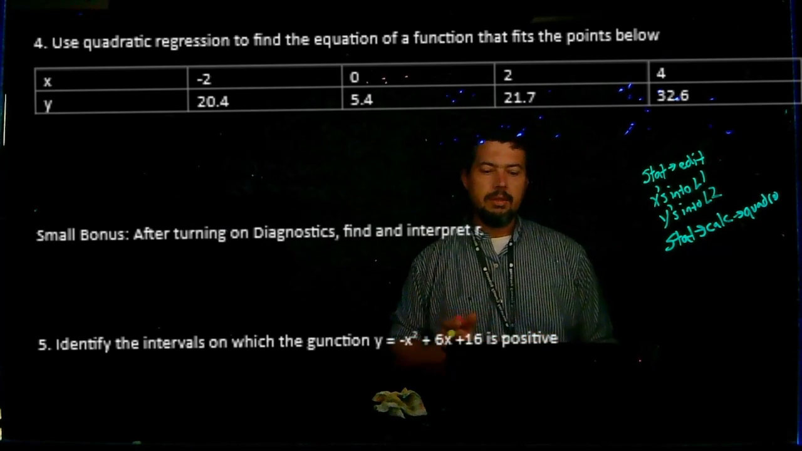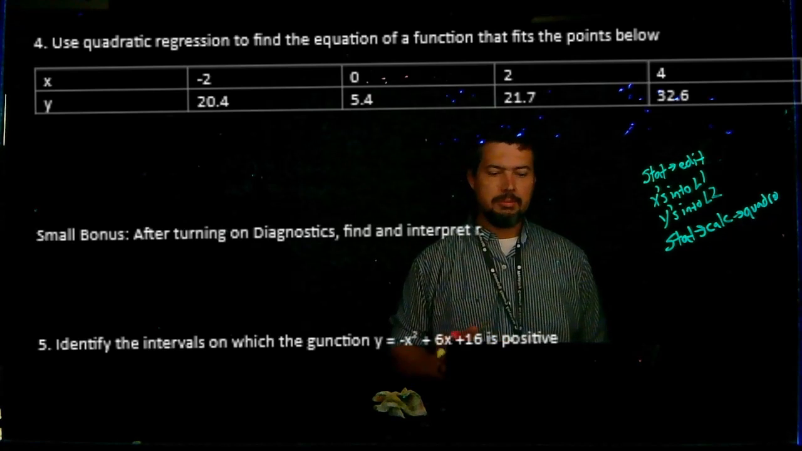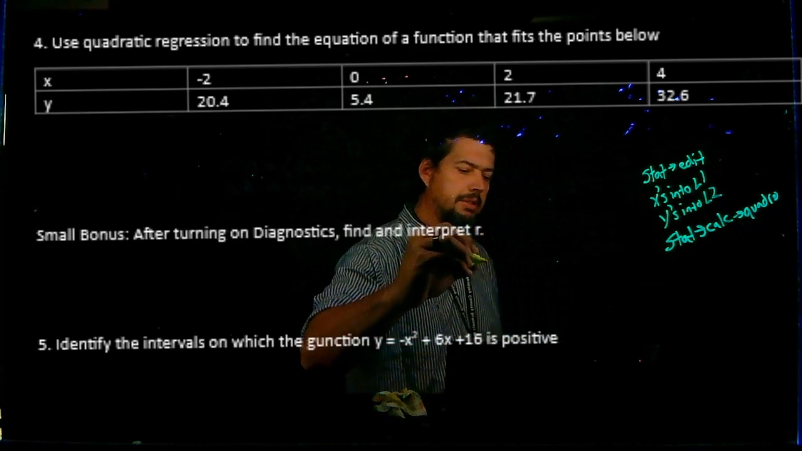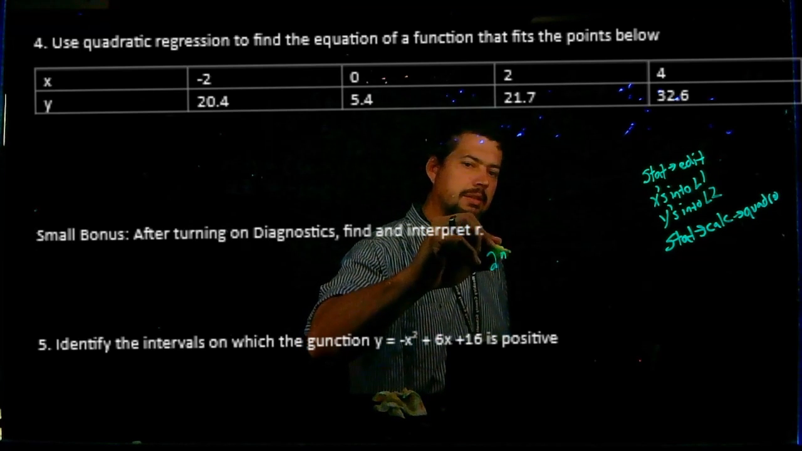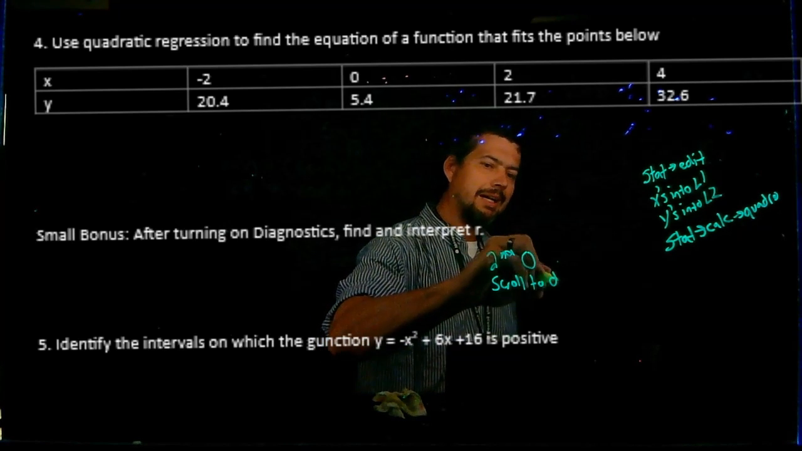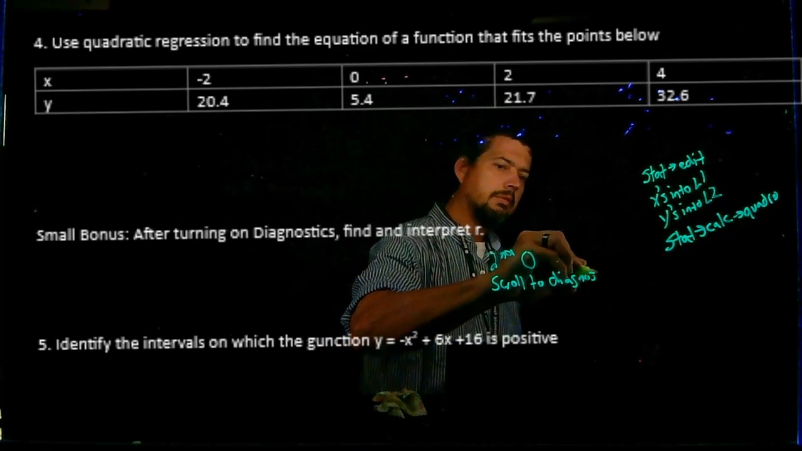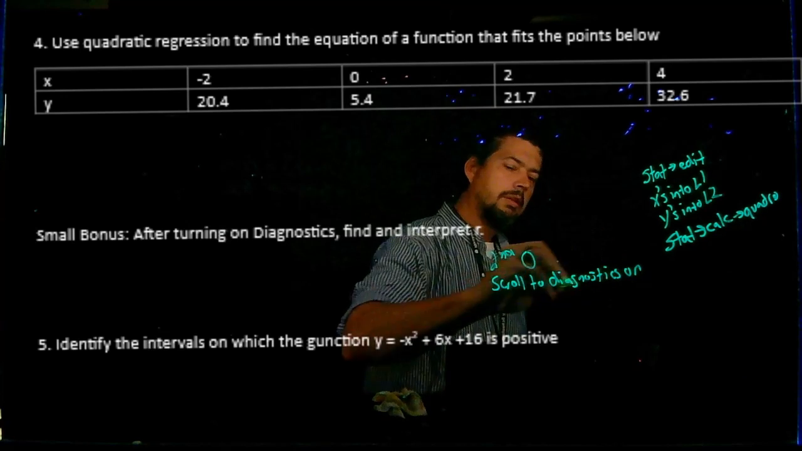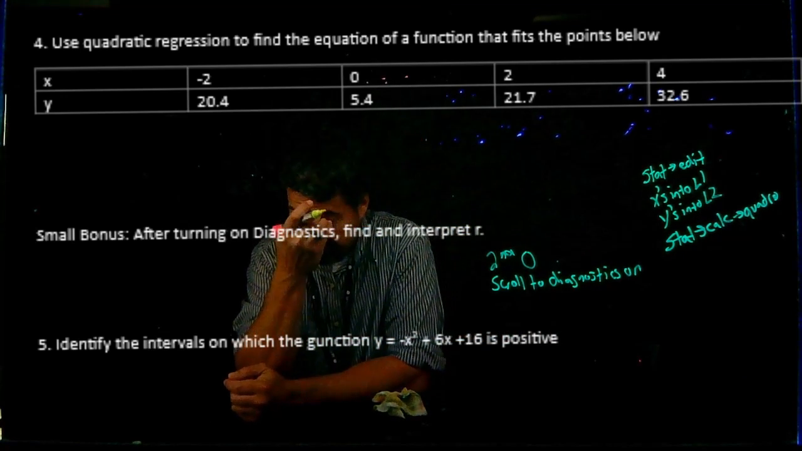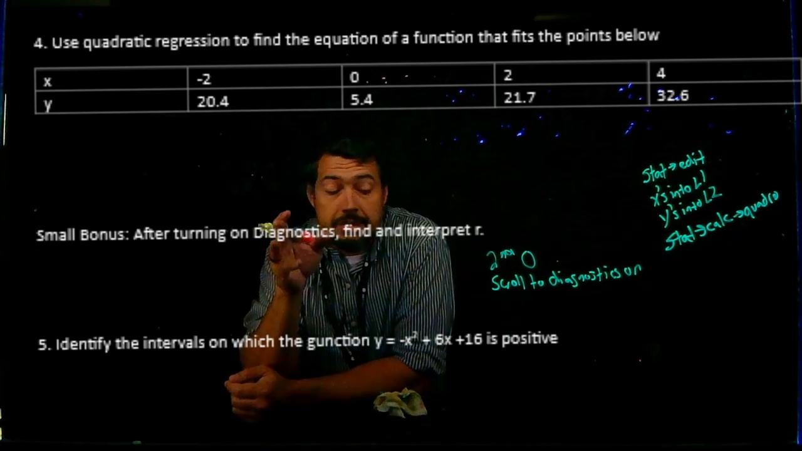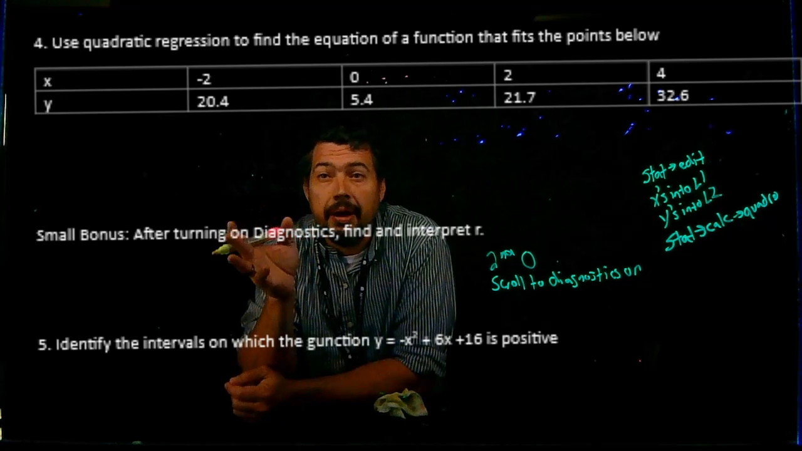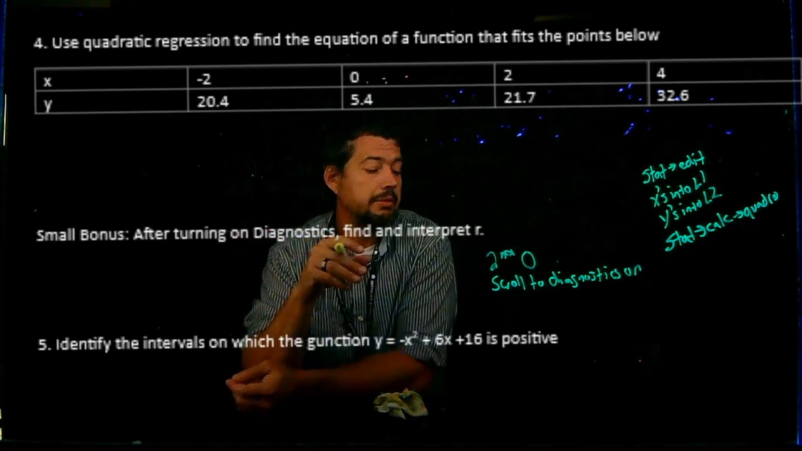Now, find and interpret R. I'll talk about that in a second, but to find and interpret R, what you're going to press is second 0. You're going to scroll to Diagnostics On, and then you're just going to turn it on. Now, the deal with R is, if R is close to 1, it's perfect. It's a really good regression. If R is close to 0, it's a bad one. That's really all there is to it.